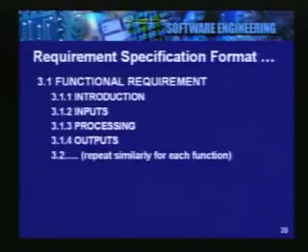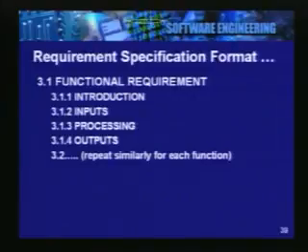Section 3 is really the core part of the document. In this part, we give functional details. We define every function of the software by giving a brief introduction to this function. Then we describe the inputs to the function, processing and the outputs. So, these may be different functions that the software will perform.